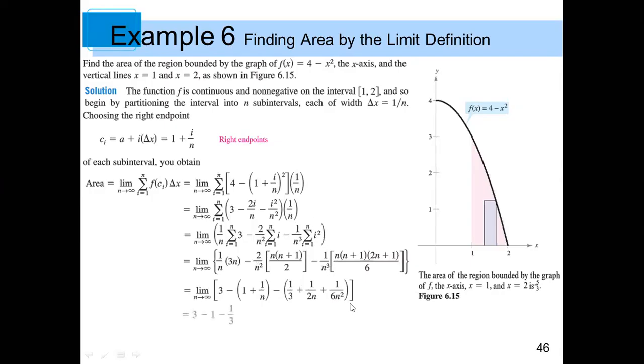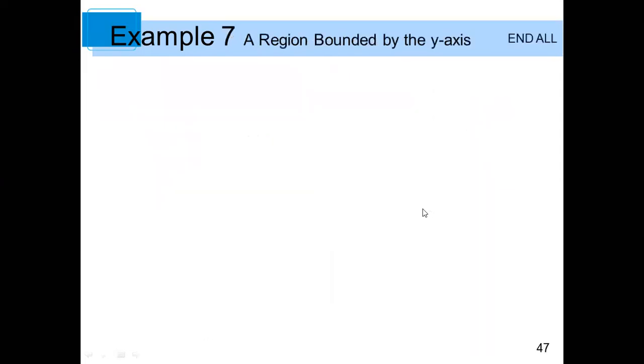Then if I take the limit as n approaches infinity, this term and this term all approach 0, and you get 3 minus 1 minus 1/3, which is 5/3. So that means the area of this region is just 5/3. Pretty cool, huh? All right, one last one.